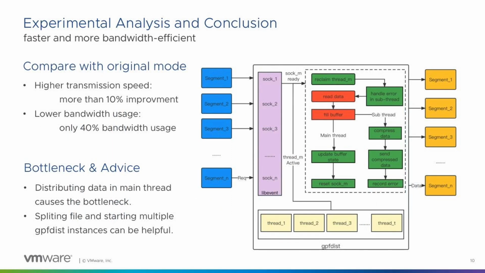Through experiments, we have validated that the approach of compressing and transmitting data with multiple threads is not only faster than the original gpfdist, but also saves more than 60% of the bandwidth. However, in the experiment, we found that the bottleneck that limits the transmission speed of gpfdist lies in reading files and filling buffers. To achieve better results, we can consider splitting the transferred data and launching multiple gpfdist instances for processing. By distributing data using multiple processes running concurrently, it can help break through this bottleneck.